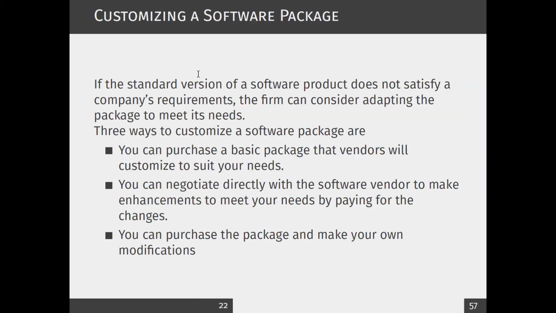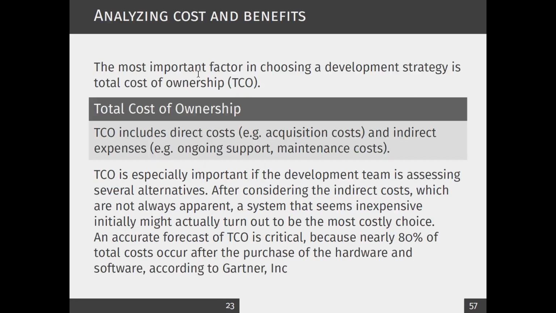Right. Let's look at customizing. If the standard version of a software product does not satisfy company requirements, the firm can consider adapting the package to meet its needs. There are three ways. What is the first one? You can purchase a package and then negotiate directly with the software vendor. Then you can purchase the package and make your own modifications. All these things could be possible.